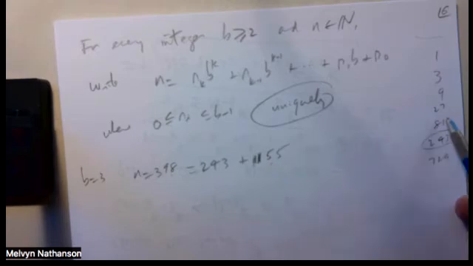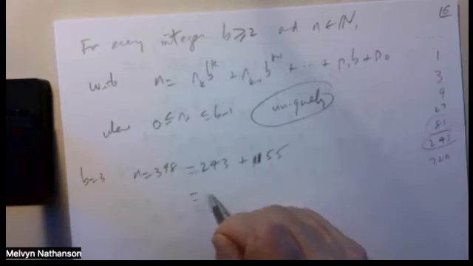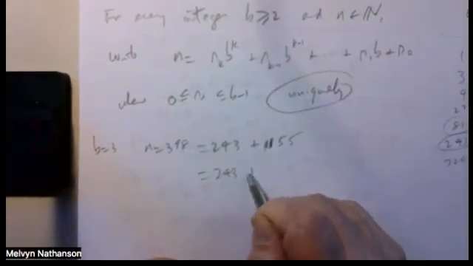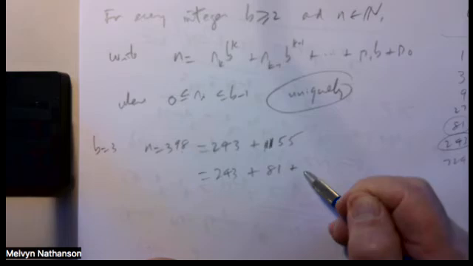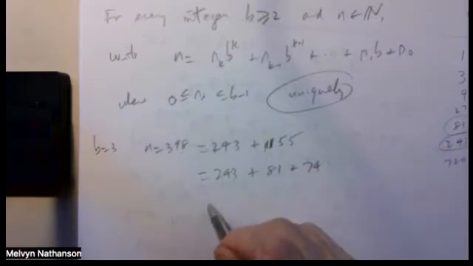Up to 155, the largest power is 81. So this is 243 plus 81, and the remainder is 74. Up to 74, the largest power is 27.